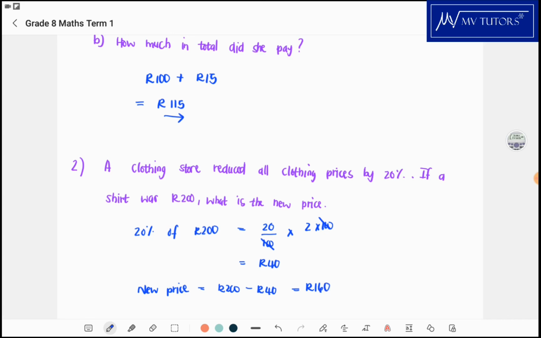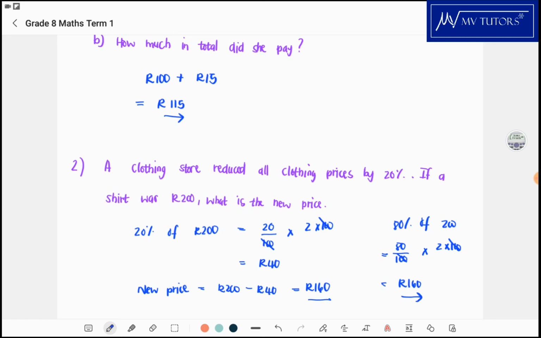There is another way in which you can do it. You could have said, if 100% of this shirt was 200, I'm taking off 20%, so I'm left with 80%. So now what is 80% of 200 Rand? Basically 80 per 100 multiplied by 200, which is 2 times 100. The hundreds cancel, and I'm left with 80 times 2, which is 160. So you will decide which one is easy to calculate.